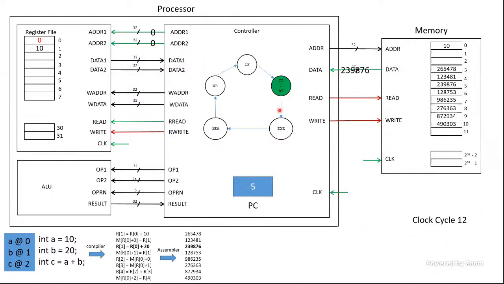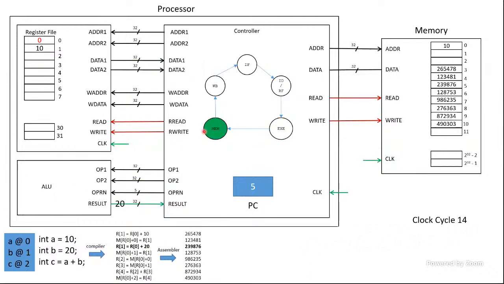It parses the data. It needs to read from R0, so it requests the register file to read from register 0. And then in the next clock cycle, it will go to the EXE. At this point, it needs to add 0 and 20 together, so it involves the ALU to do that.